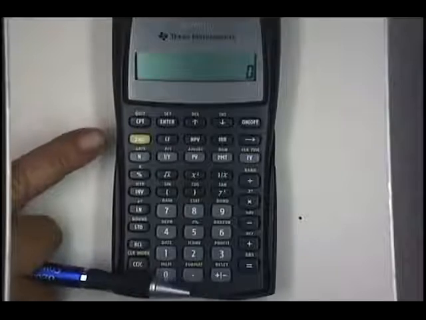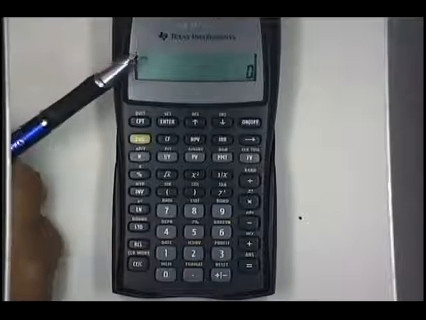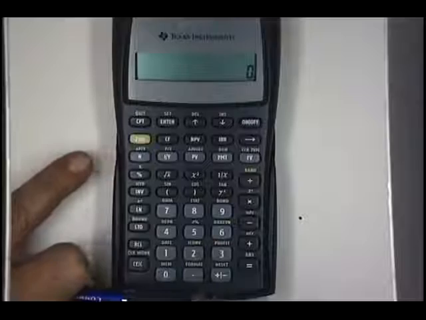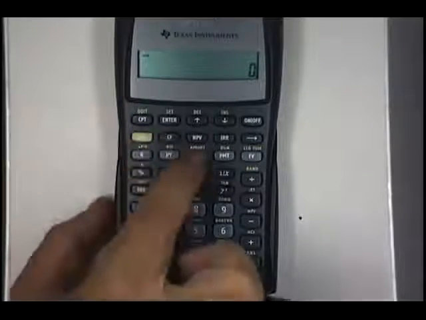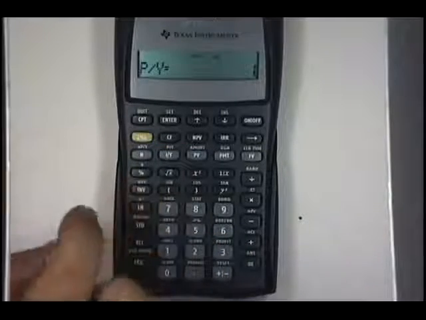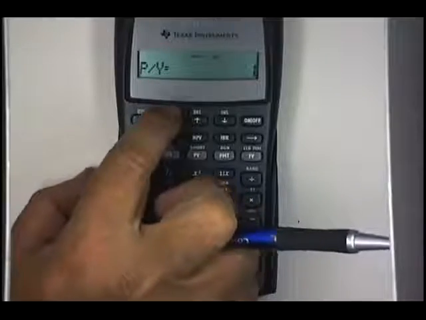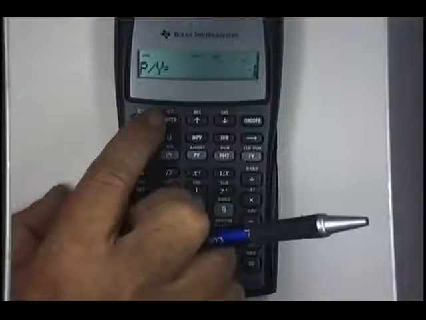So to do that, if you follow along, we'll press second, and you notice in the top corner of the screen, a second comes up telling you you've pressed it. P over Y will be the second above the I over Y. P over Y equals 1. Press enter. Second above this compute button is a quit. I've now set my payments per year.